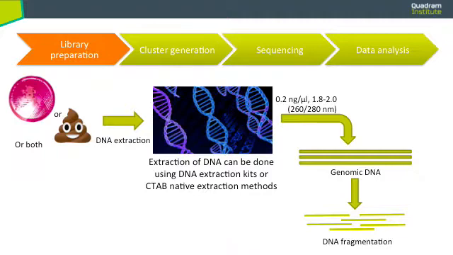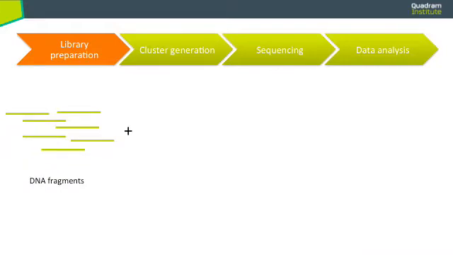And this fragmentation can be done by different methods. Illumina recommends the enzymatic fragmentation method, using their in-house enzymes. But you can also use different sonicators for the DNA fragmentation. So once you have the DNA fragmented, you have all these DNA fragments floating in your sample, but how will the sequencer know that these are the fragments that belong to this particular sample, and how do you actually connect these DNA fragments to your sequencer?